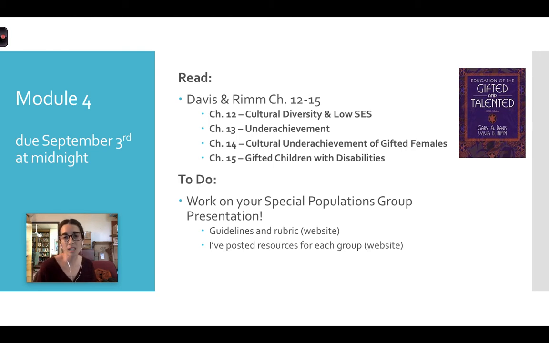So there's a good bit of reading. There are 4 chapters to read in the Davis and Rimm textbook. Chapter 12 looks at cultural diversity and low socioeconomic status of gifted children. Chapter 13 is underachievement in general. And Chapter 14 is the cultural underachievement of gifted females. Gifted females are, and have traditionally been, considered an at-risk population.